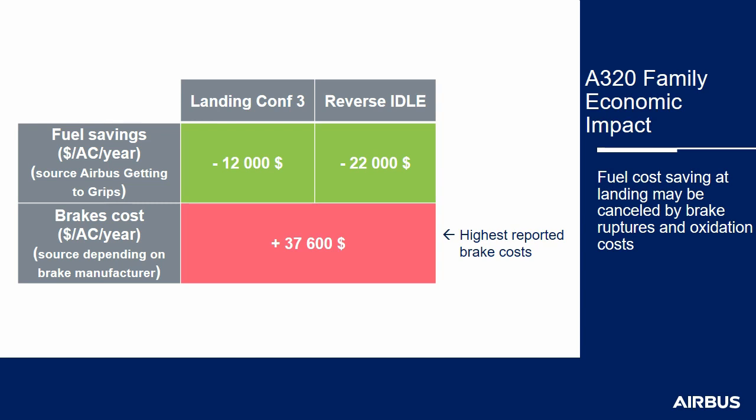The second line presents the highest reported brake costs due to brake oxidation when green operating procedures are not properly applied, that is to say, when, for instance, auto brake med is used with rev idle and conf-free, or when auto brake is overridden. The cost represents the need to refurbish the brakes before the expected life of the brakes. If you apply the green operating procedures, you may save fuel and reduce noise, but the oxidation phenomenon may also be increased, as well as the required cooling time and the runway occupancy time.